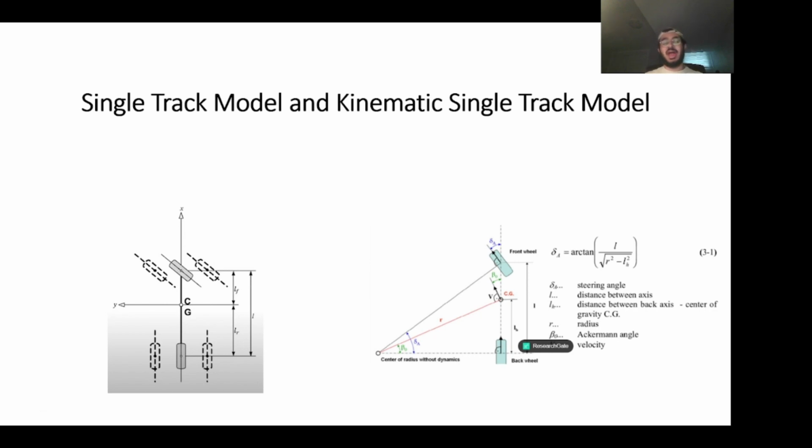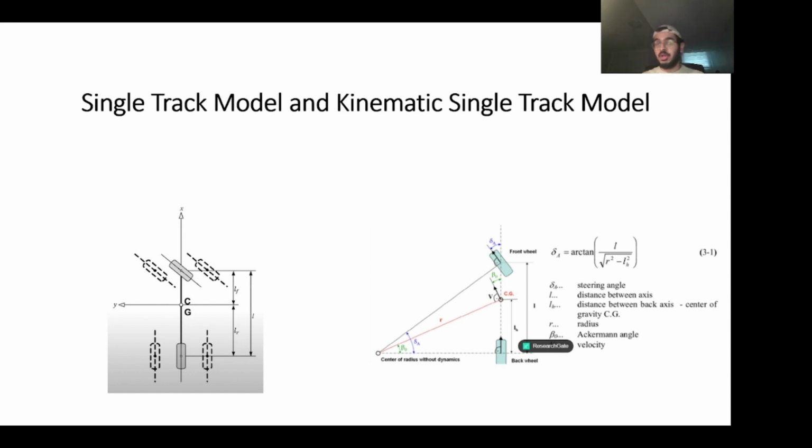For the single track model, it's basically called the kinematic single track model. The prerequisites are a slow driving vehicle at slow speeds. First things first, we'll go to single track. For the single track model, it's a basic one: no roll, no pitch, no wheel load. It's small angles. It's just for our reference.